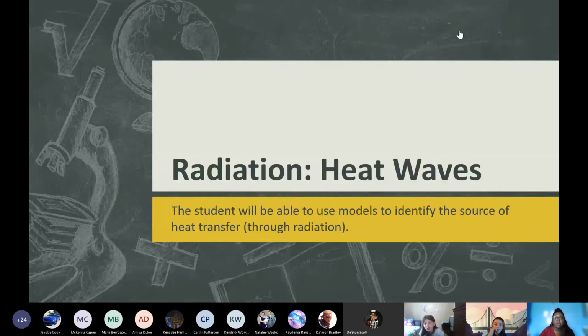All right, so let's go ahead and get started today. We're going to be talking about radiation. We've been talking about the three methods, the three ways that heat moves from one place to another. We're going to start discussing radiation. And so when we talk about radiation, we're talking about heat waves.